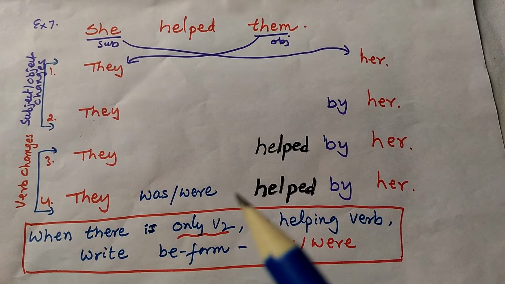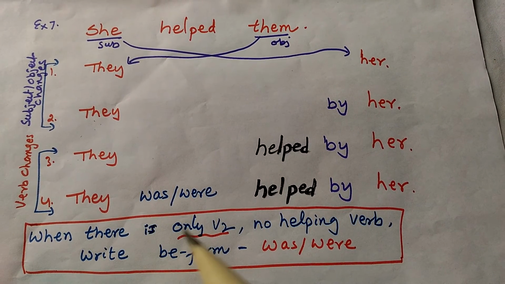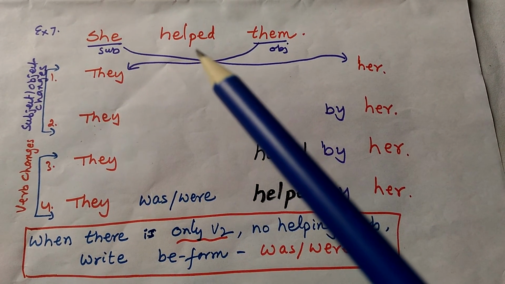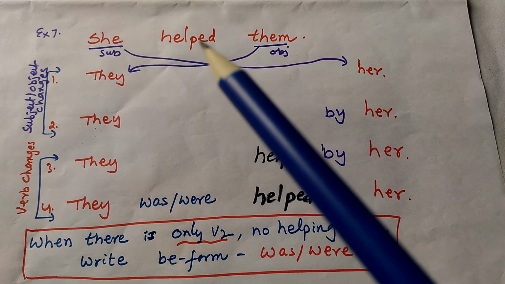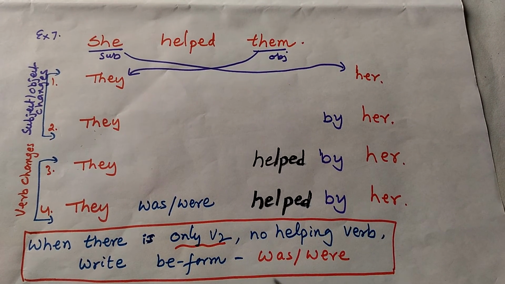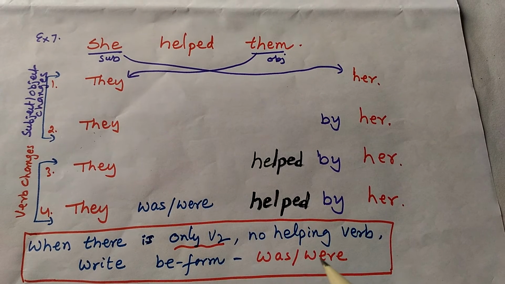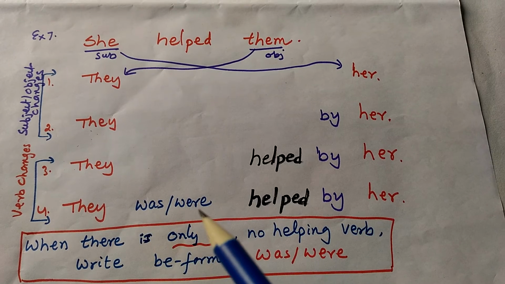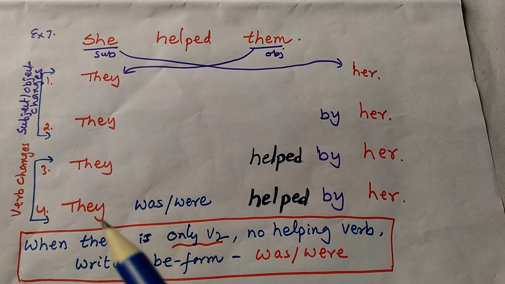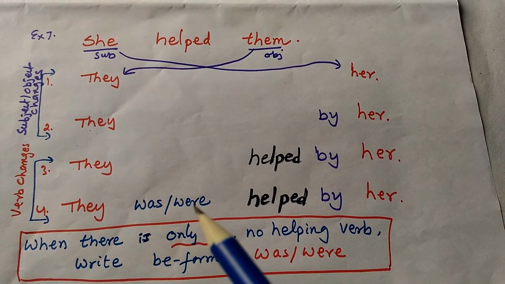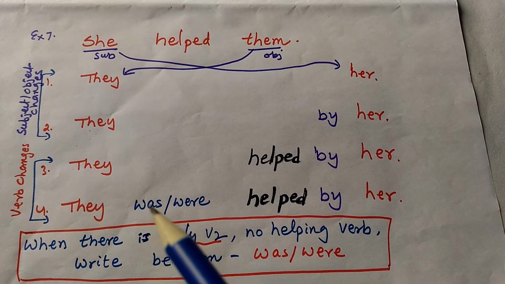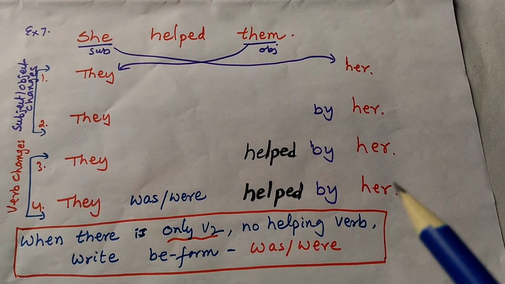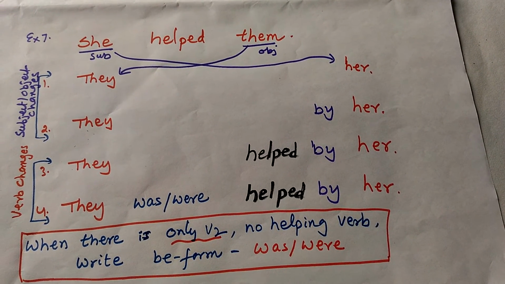Why should we write was and were? Because whenever there is only verb 2 and there is no helping verb in the question, as here there is no helping verb, as there is only verb 2 form, we have to write the appropriate be form, that is was or were. So after writing was or were, we have to look which of these forms agrees with the subject they. So they agrees with were. So was is to be removed. And then we get the answer. They were helped by her. And now let us see another example.